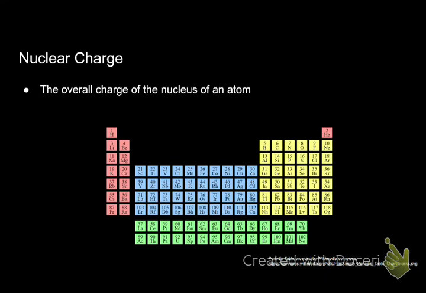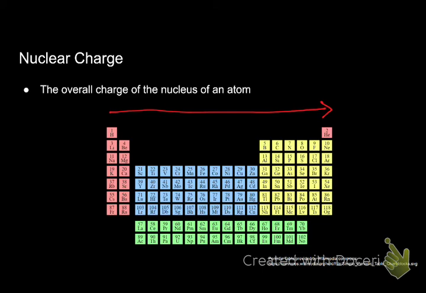Next, we're going to be talking about our nuclear charge. So our nuclear charge is going to be the overall charge of the nucleus of an atom. And this is going to be a very straightforward trend as well. As we move left to right across the periodic table, we are going to be increasing our nuclear charge. The reason that this is happening is because as we move left to right, we are going to be increasing the number of protons in that row.